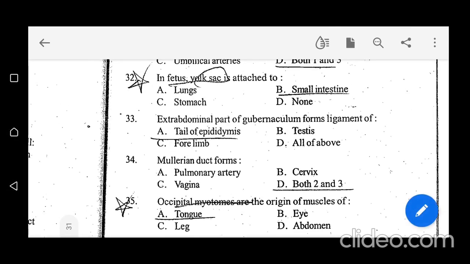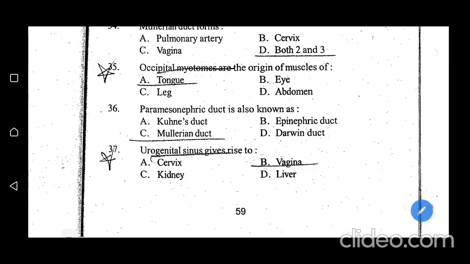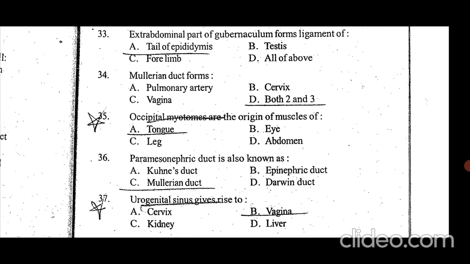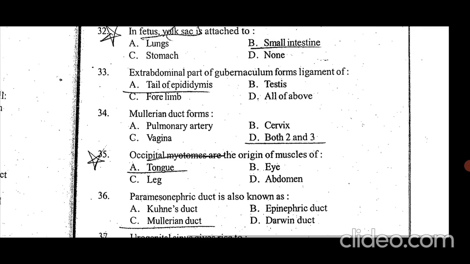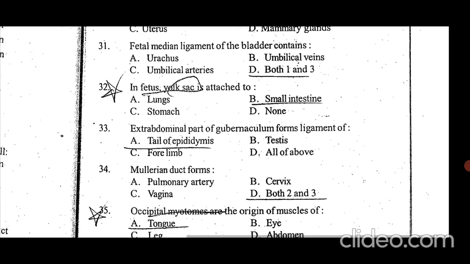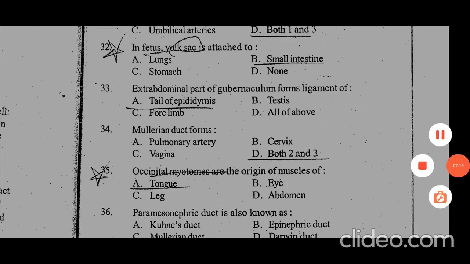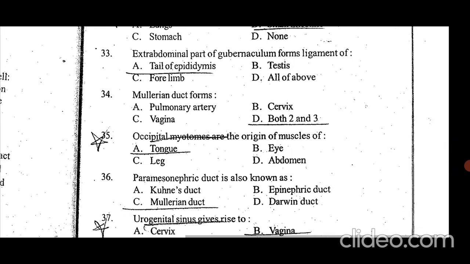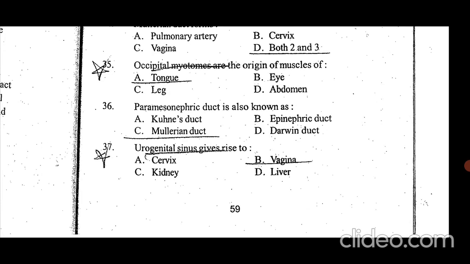Paramesonephric duct is also known as the Mullerian duct, and that Mullerian duct forms the cervix and vagina. This Mullerian duct is also known as the paramesonephric duct. Occipital myotomes are the origin of muscles of the tongue.